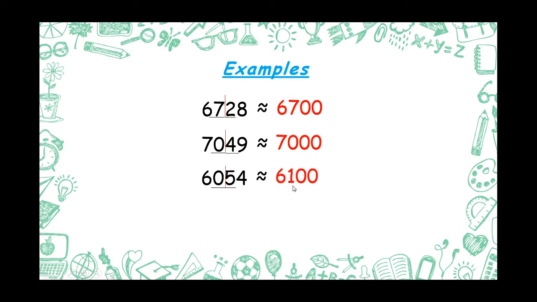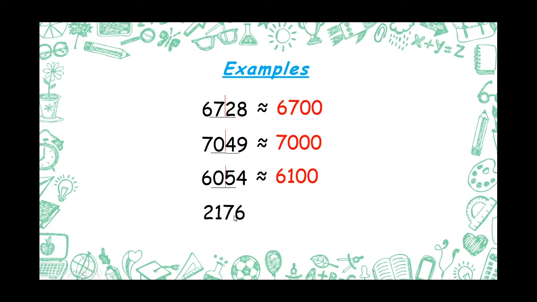Let's see. Up. Well done. Remember 5, 6, 7, 8, 9. We round up. So we round up to 100. The hundreds goes up 1 to 100. 6,100. You're doing very good. Let's do one more.